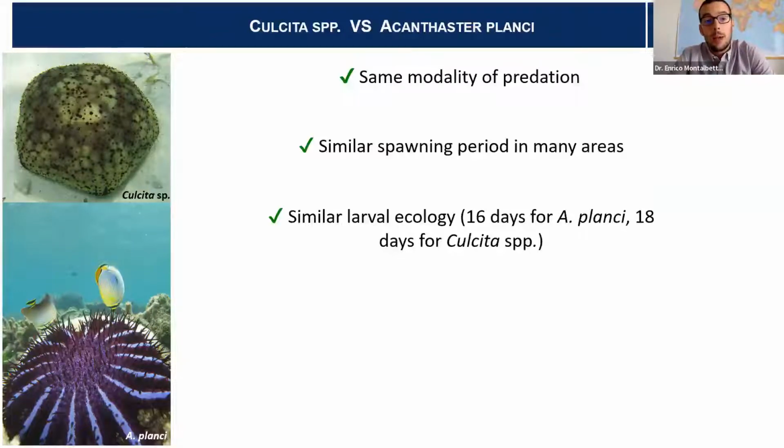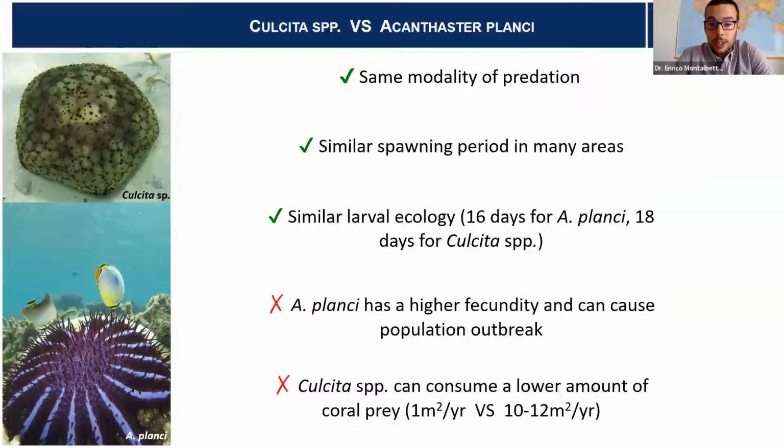Culcita shares some ecological features with Acanthaster. For example, they have the same modality of predation, they have a similar spawning period in many areas, and they have similar larval ecology, at least from the duration of the larval stage point of view. The main differences between the two are that Culcita can consume a lower amount of coral prey per year and has a lower fecundity. So it is apparently unable to generate large population outbreaks.